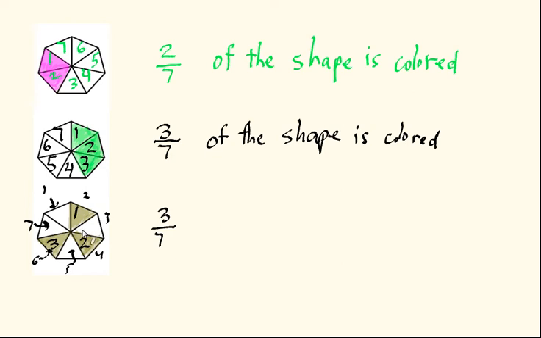Imagine if this was a pizza pie, and somebody gave you these 3 slices. You would have the same amount of pizza, the same amount of food, as if somebody gave you this slice and this slice. The amount of food is the same, even though the slices were taken from different places. You're still going to eat the same quantity of food if this were pizza slices and this was a big pizza pie. So again, in this case, 3/7 of the shape is colored.